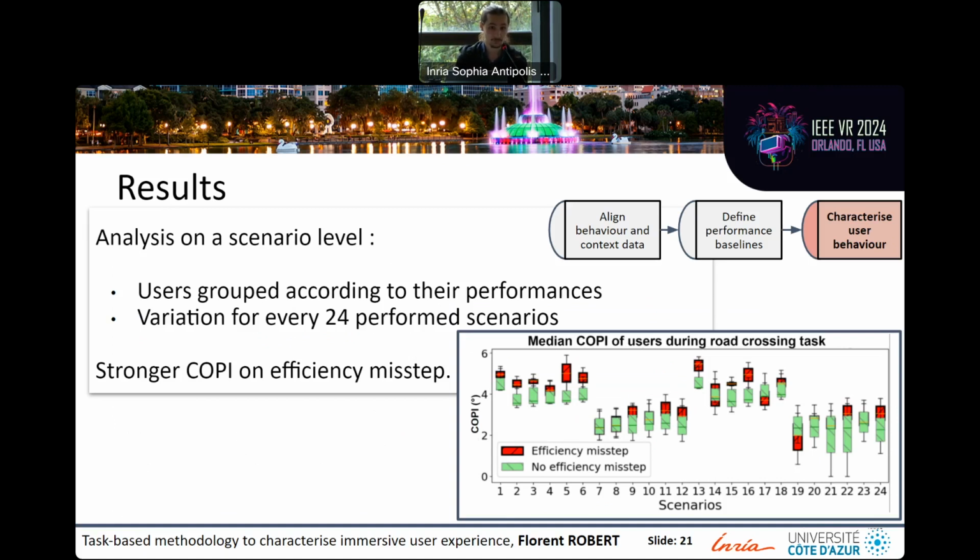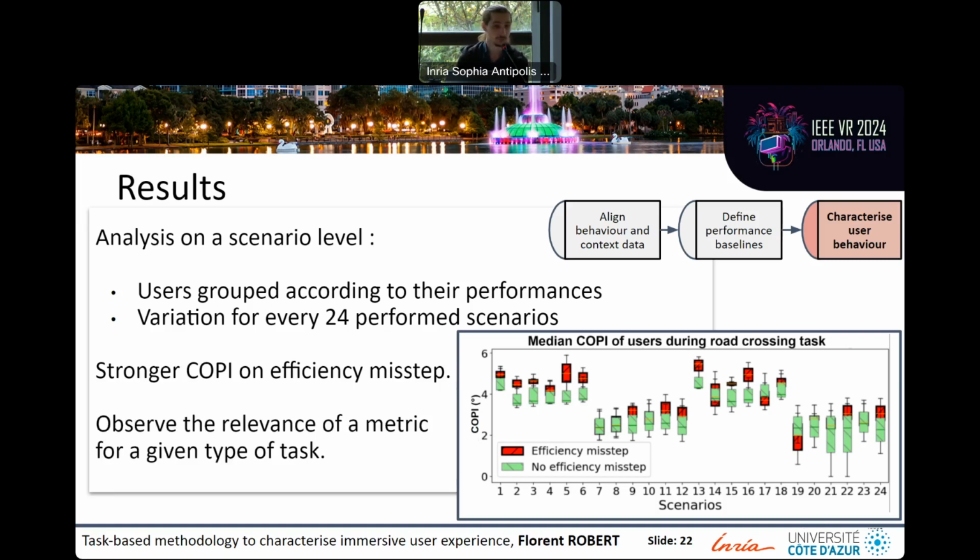There are the green boxes, which correspond to the data of the users who did no efficiency misstep, so that's the person who crossed the road in time. And the red box is the person with an efficiency misstep, so they were too slow to perform the task. We can already see pretty easily that there is a stronger COP in the efficiency misstep group, which basically means that people who were too slow at crossing the road were also people with a stronger body inclination. So this is an interesting first analysis to observe the relevance of a metric for a given type of task.